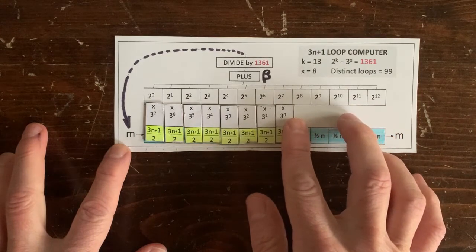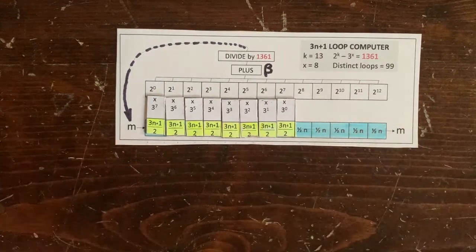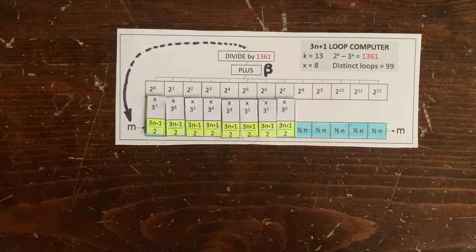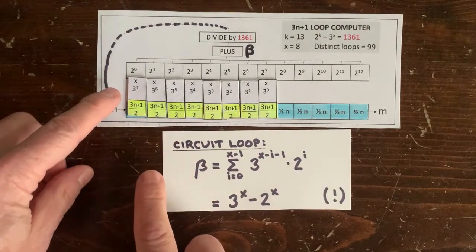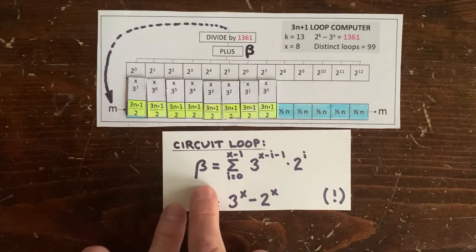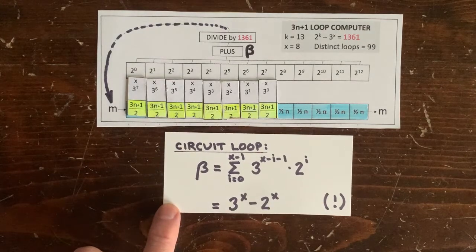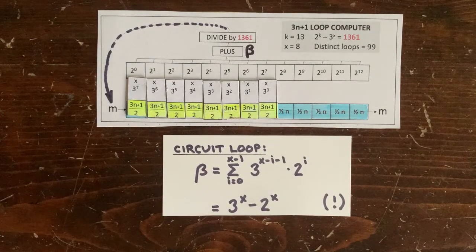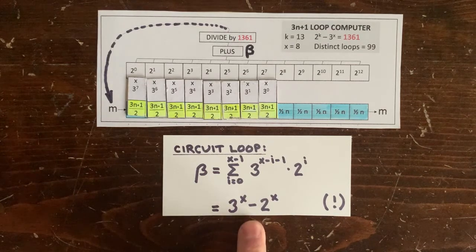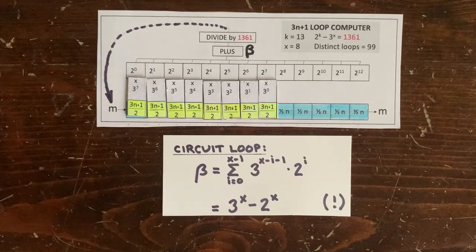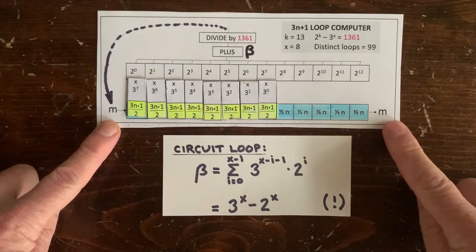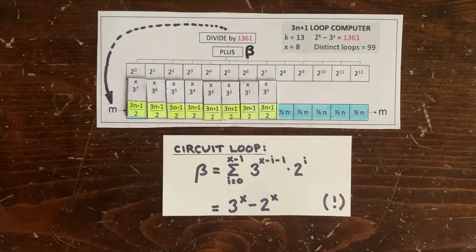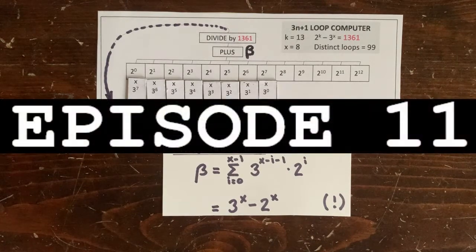This 3n+1 computer lets us calculate the value of the bottom member of a circuit loop. We push all the up moves to the left, then we multiply these increasing powers of 2 with the decreasing powers of 3, and we add up all those products, getting beta, which for a circuit loop amazingly simplifies to 3 to the x minus 2 to the x, which we divide by 2 to the k minus 3 to the x, and that gives us m, which if you put m through the circuit, we get m back out. If you want to know why this 3n+1 computer works, episode 11.